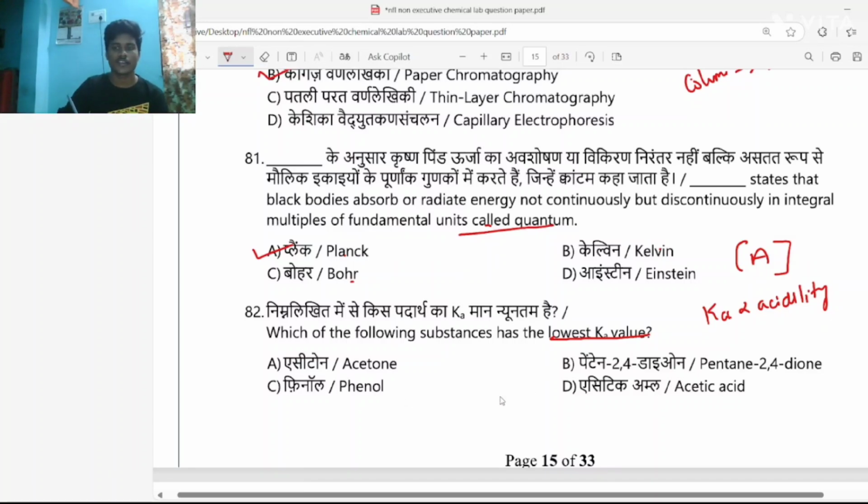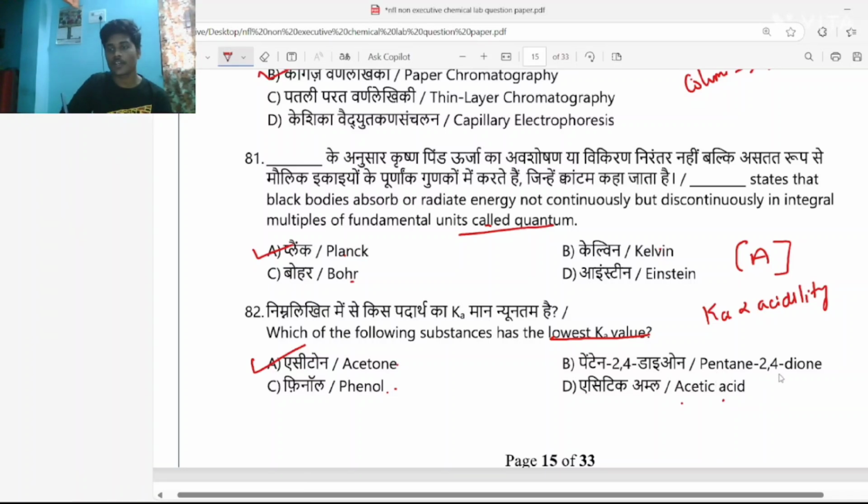Its hydrogen is obviously acidic, as acetic acid is an acid, so obviously it is acidic comparatively. And pentane-2,4-dione, it is a dione, which is nothing but what? It is an active methylene group. It is more acidic than the acetone, so obviously option A is the least acidic compound over here.